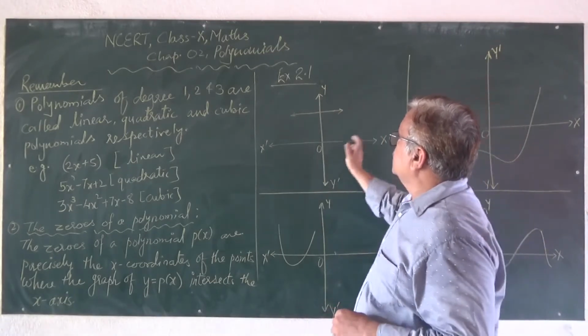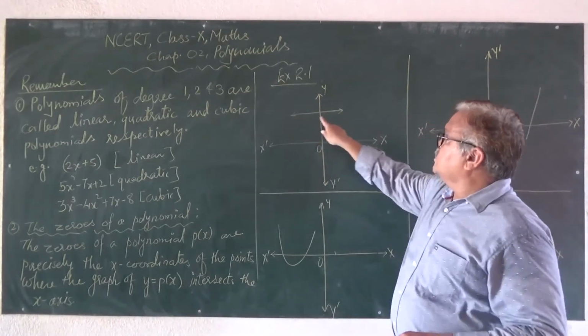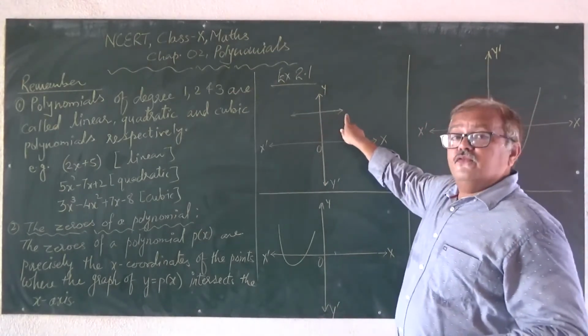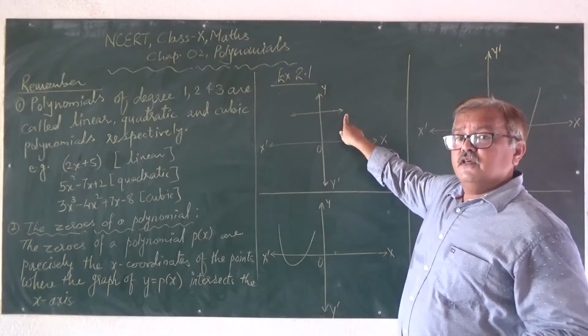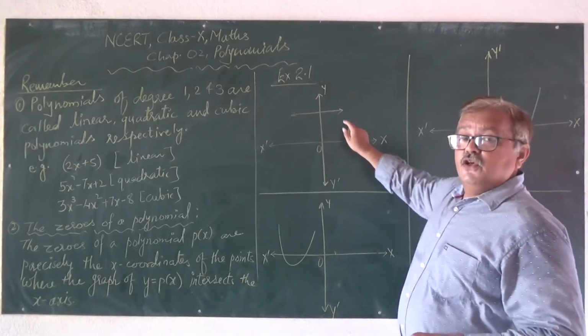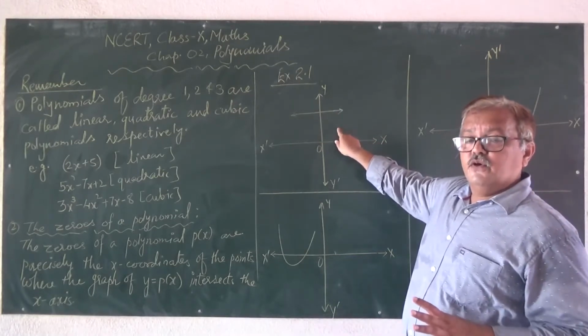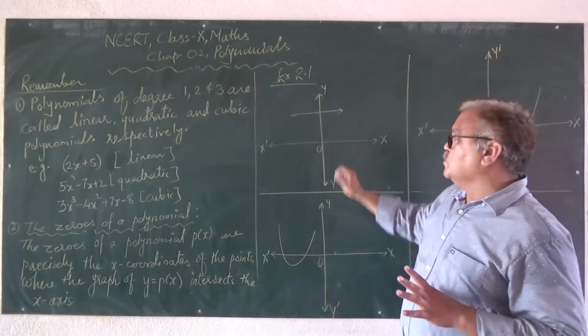Now this is the first one. This is the graph, this is the x-axis and this is the y-axis. This graph of y equals p of x is parallel to the x-axis. It is not intersecting the x-axis anywhere. So this polynomial has no zeros.